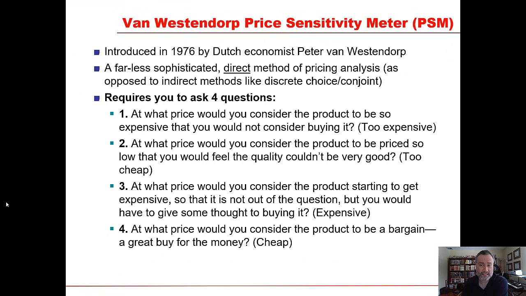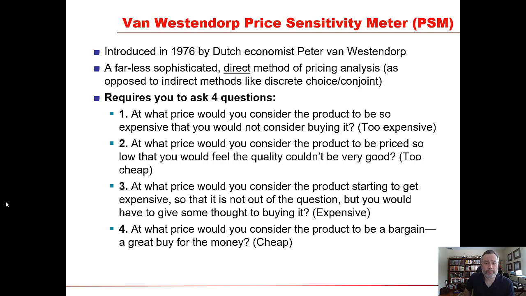The Van Westendorp Price Sensitivity Meter was introduced in 1976 by a Dutch economist named Peter Van Westendorp. It is a fairly simple method, far less sophisticated than some of the other pricing analyses that we're going to look at later, in particular conjoint analysis, but also when you're doing pricing from the brand level perspective, it tends to be a little bit different.